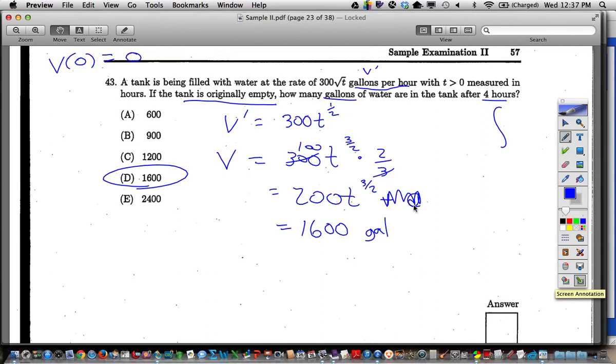The question said, how many gallons are there after 4 hours? We said 1,600, but that was only right because it started with 0. What if there would have been 100 there to start? Then the answer to the question would have been 1,700. So now, very important, what does this 1,600 represent then? When we forget the plus C, what's the 1,600 represent? The change in the gallons.